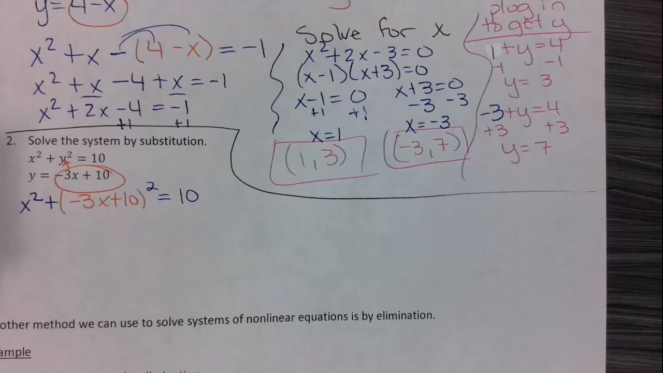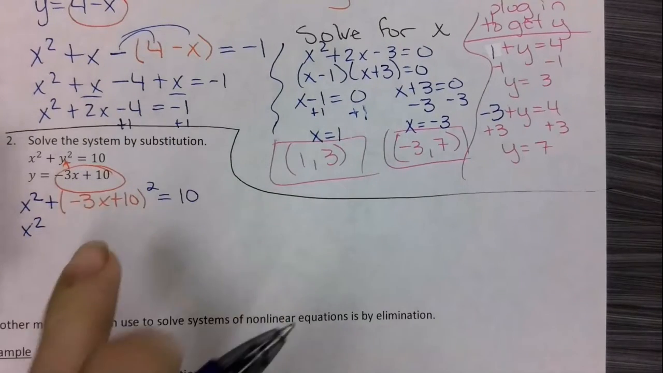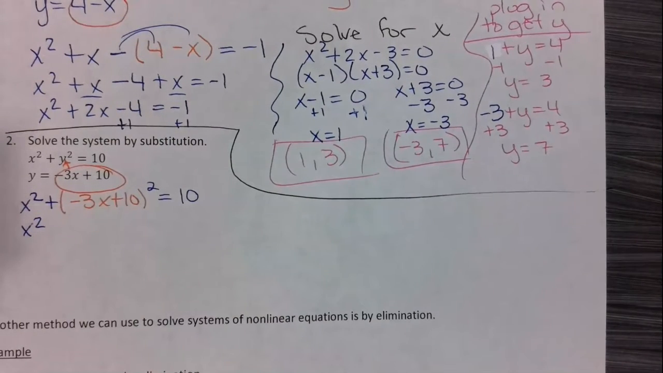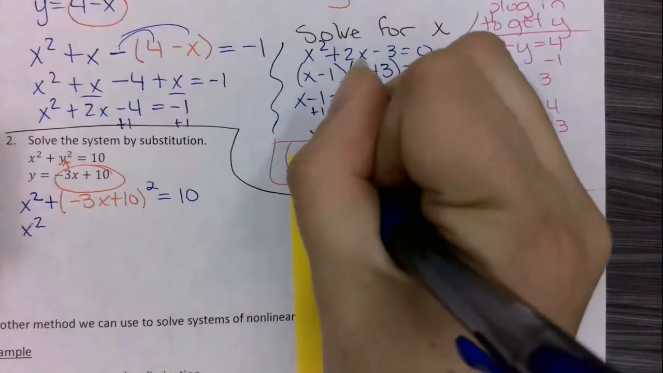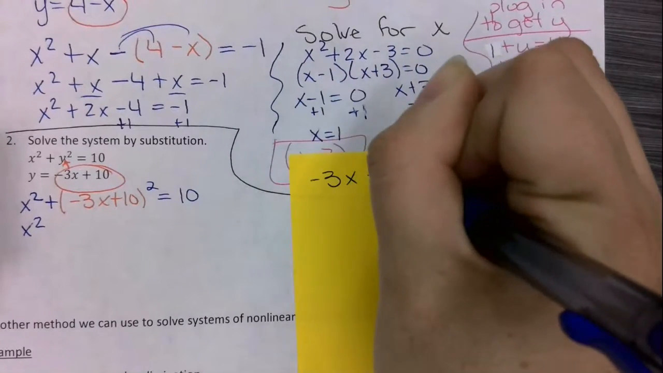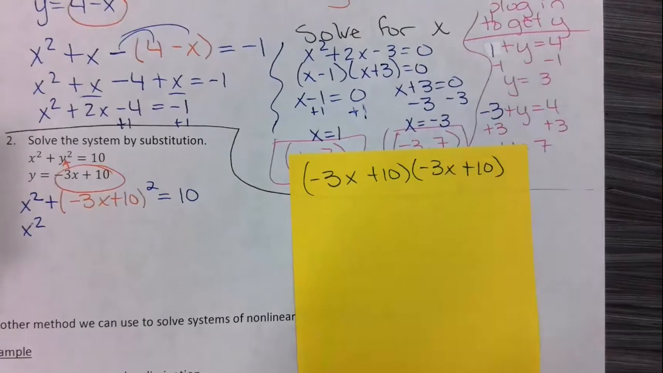Okay, so the x squared is staying the same. It's not changing. But this piece, I have to square it out. I'm going to do my work on a sticky note. So I have negative 3x plus 10 times negative 3x plus 10. That's what the squared means. I have 2 of those.